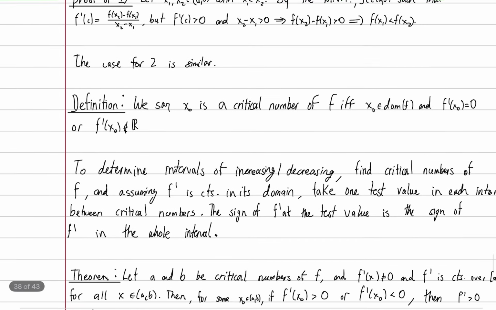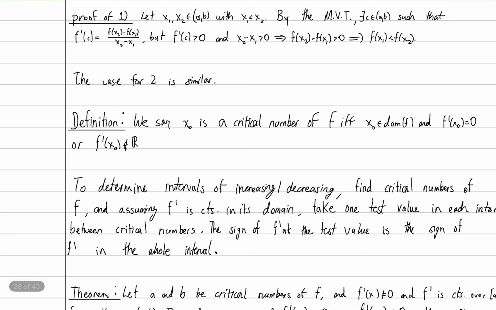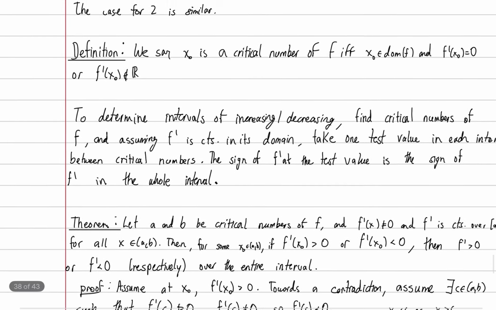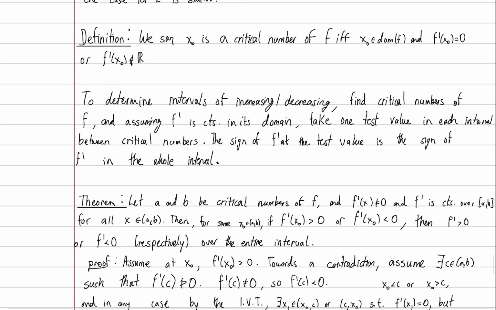And we're going to define now a critical number. We say x naught is a critical number of f if and only if x naught is in the domain of f, and f prime of x naught is equal to 0, or f prime of x naught does not exist. Basically, x naught is a critical number if the derivative is 0, or the derivative is not real. And the reason why we're doing this is because we want to find candidates for local extremum. Remember, at a local extreme, either the function is not differentiable or the derivative is 0. So that already helps narrow down tremendously, right?